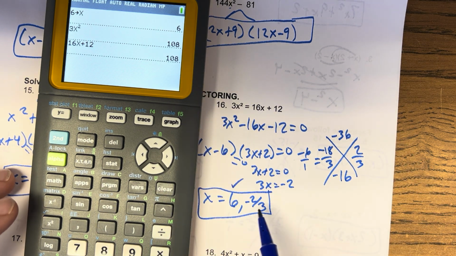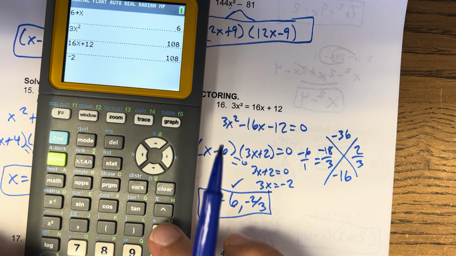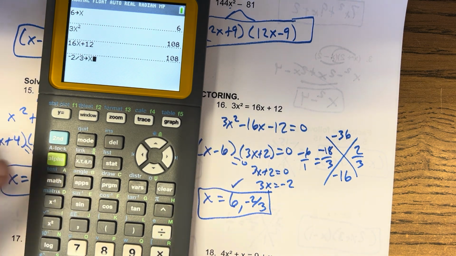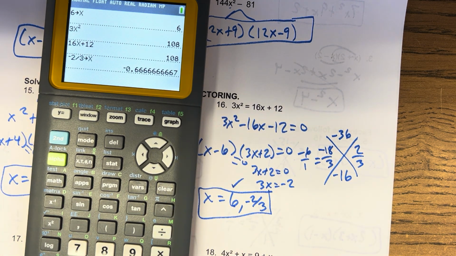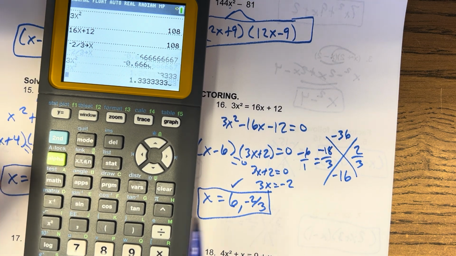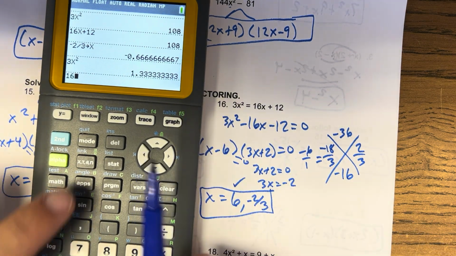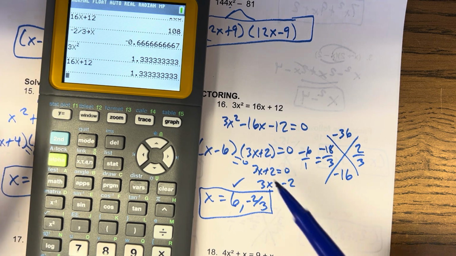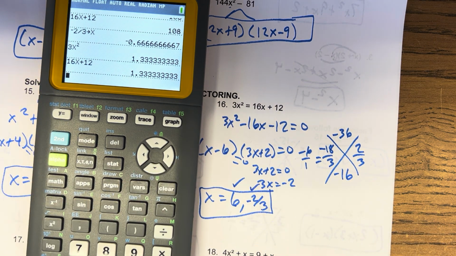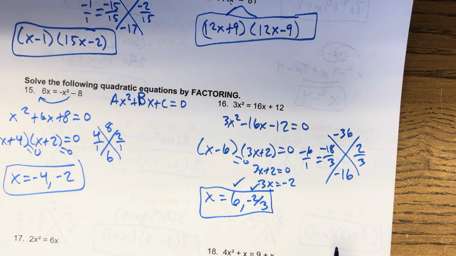6 checks. For the negative 2/3, I'll now put in negative 2 divided by 3 and store that in for x. So now x is negative 2/3. So 3x squared is that. 16x plus 12 is the same thing. That checks too. And so that's an easy way to check it in your calculator.